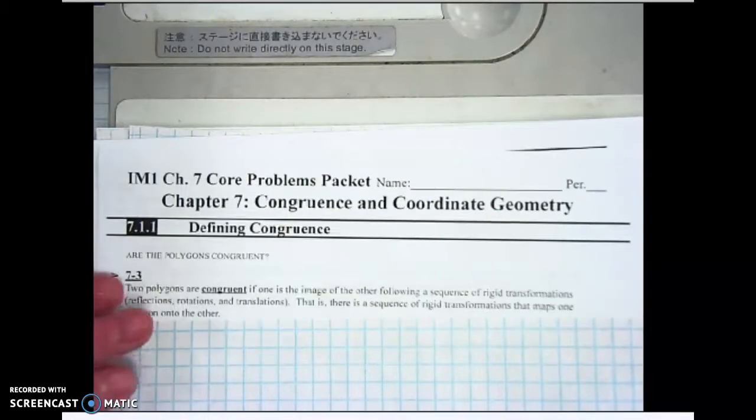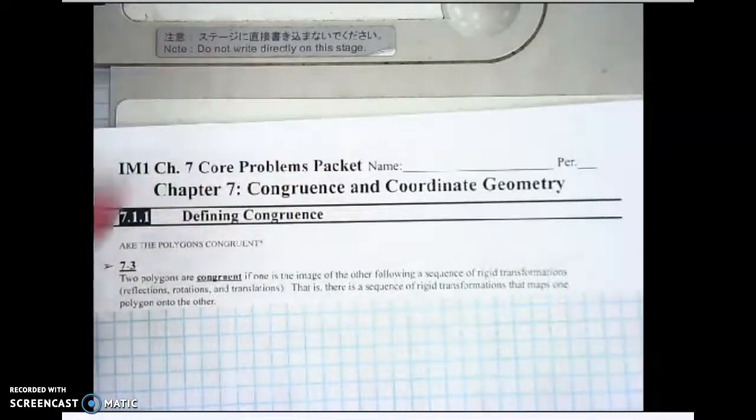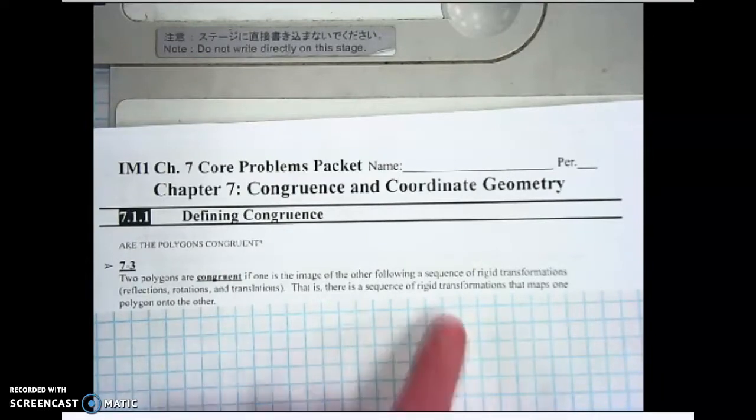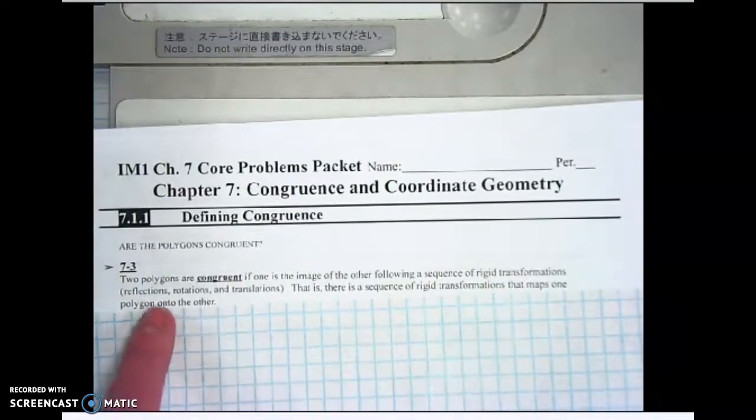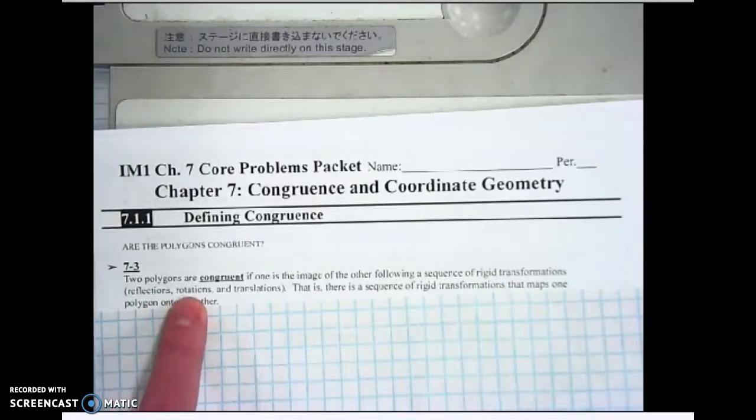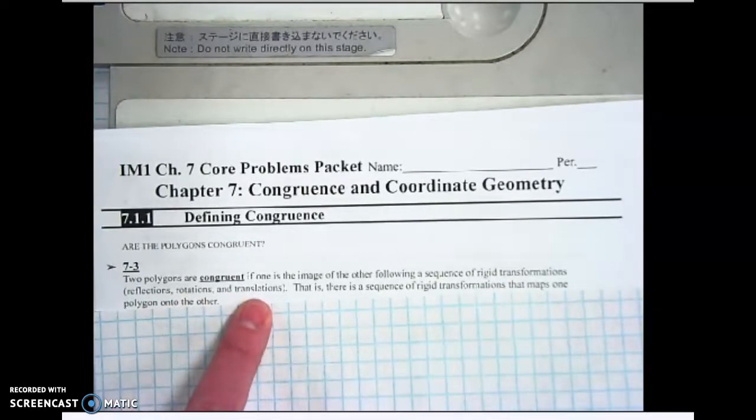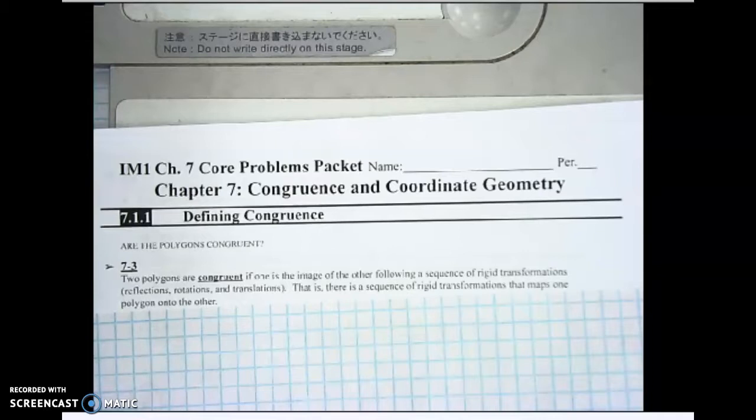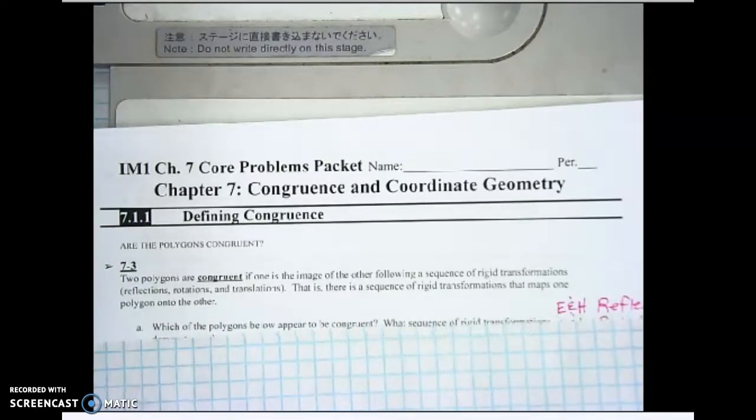All right, so starting with question 7.3, it says two polygons are congruent if one is the image of the other following a sequence of rigid transformations, either a reflection, a rotation, or a translation. That is, there is a sequence of rigid transformations that maps one polygon onto the other.